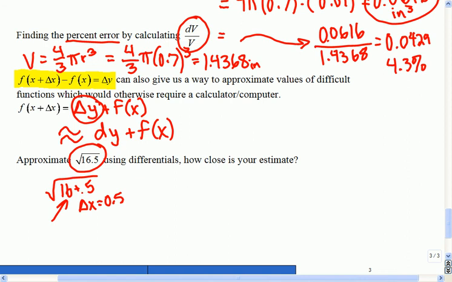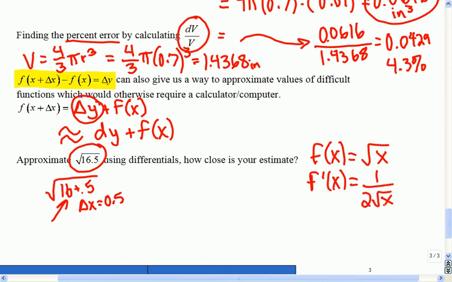Okay. So if I'm going to be finding a differential, I of course need a derivative. So if f of x is the square root, then I'm going to want its derivative, so 1 over 2 root x. That means, I guess it would be more appropriate to call this dy by dx, that the differential is 1 over 2 root x times dx.